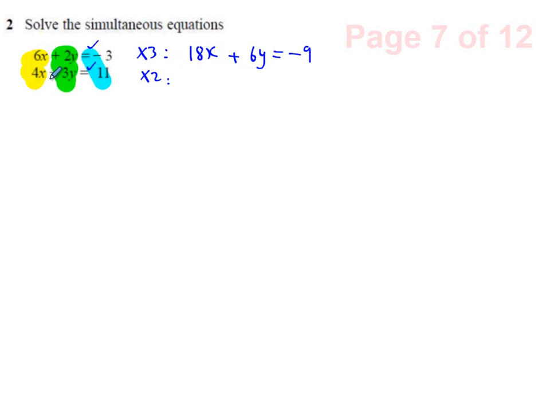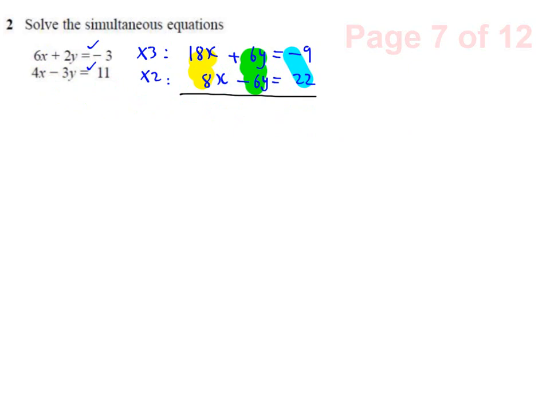Second one now, 4x times 2 gives me 8x. 2 times minus 3y is minus 6y. And then 11 times 2 is 22. Now make sure you understand why I multiply the top equation by 3 and multiply the bottom equation by 2. What happens next is I want to work out the x values, and I want to work out the y values, and I want to work out the numbers separately.